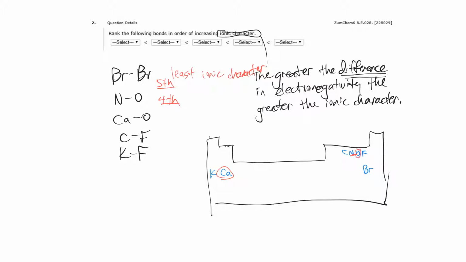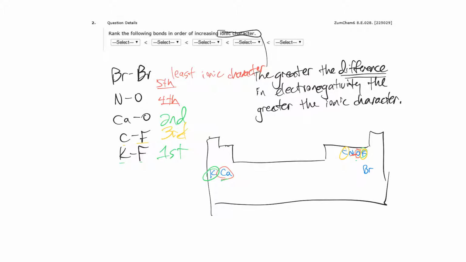Calcium to oxygen. Now we're talking about two elements that are pretty darn far apart. But notice they're not quite as far apart as we see with potassium and fluorine. Potassium and fluorine are on completely opposite sides of the periodic table. So the potassium fluoride gets 1st place. The calcium oxygen bond, calcium oxide, would get 2nd place. And then somewhere in the middle we could put the carbon to fluorine. They do have a decent, appreciable difference in electronegativity, but they're only 3 steps away.